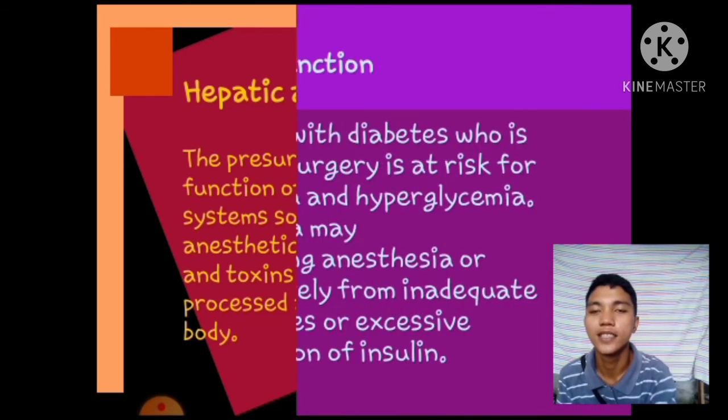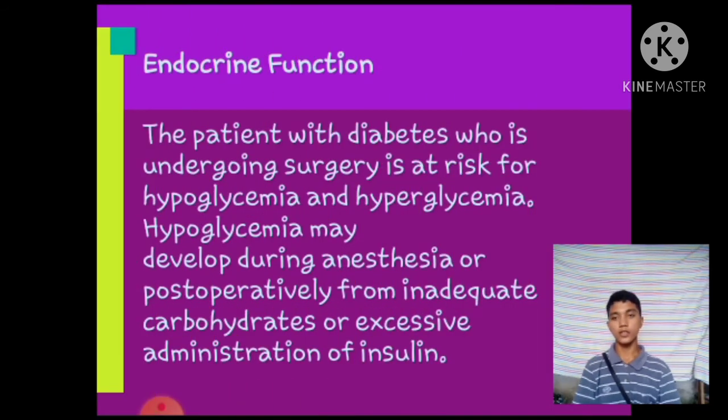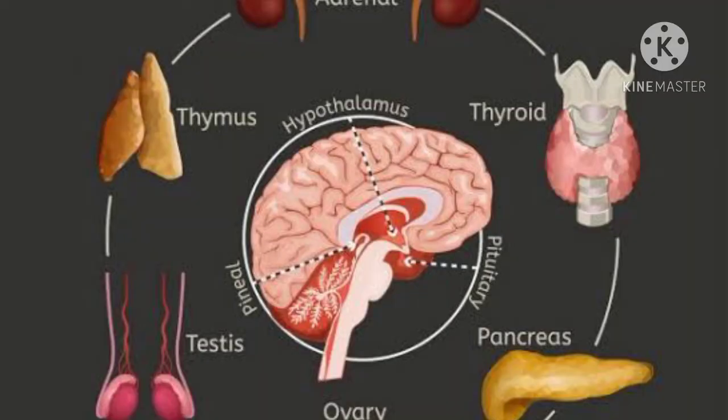Next is the endocrine function. The patient with diabetes who is undergoing surgery is at risk for hypoglycemia and hyperglycemia. Hyperglycemia may develop during anesthesia or post-operatively from inadequate carbohydrate or excessive administration of insulin.